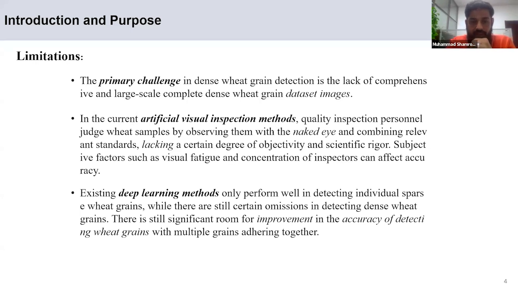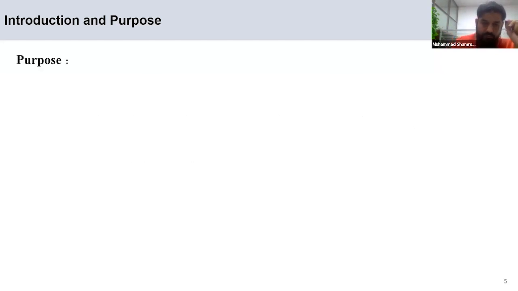Third, the existing standard methods that belong to deep learning only perform well in detecting individual sparse wheat grains, and still contain omissions in detecting dense wheat grains. So I think this is a significant room where we can make improvements, especially in the detection or image processing of wheat grains at multiple angles together.